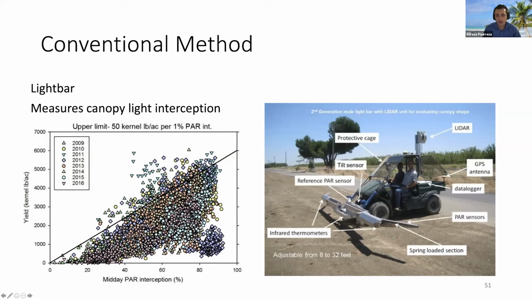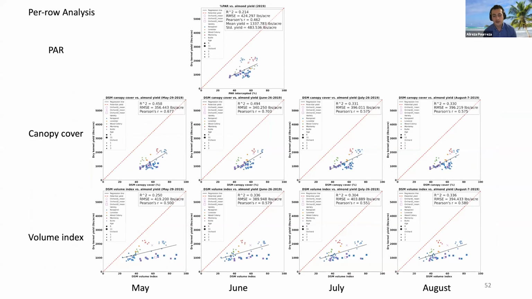So this is good, but we wanted to see if aerial imaging can do a better job. To do that, we flew on 3 different almond orchards 4 times during the season in May, June, July, August. We also used the light bar to collect the PAR interception, and that happened only once in June.